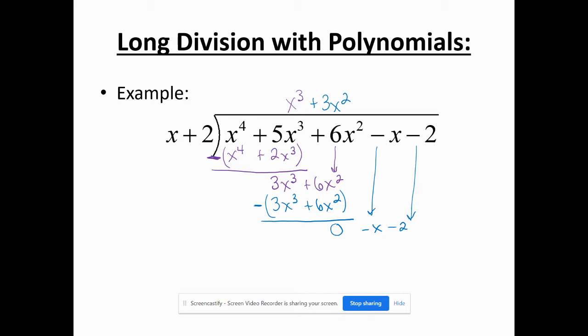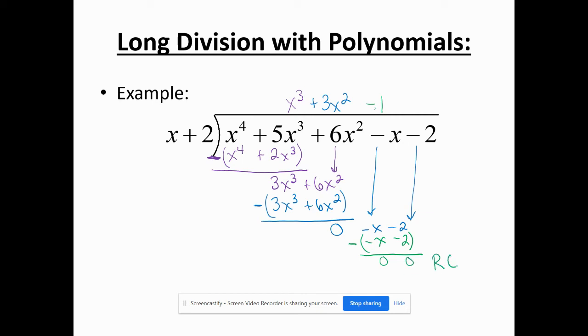Okay, I'm going to repeat the process again. I'm looking at what I can multiply x by to make it a negative x. Well, I'm going to have to multiply it by a negative 1. So negative 1 times x is negative x. Negative 1 times 2, negative 2. And as you can probably already see, when I subtract that, negative x minus negative x, so negative x plus x will get me 0. And negative 2 minus negative 2, so negative 2 plus 2 is also 0.